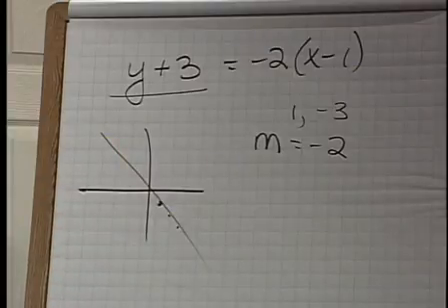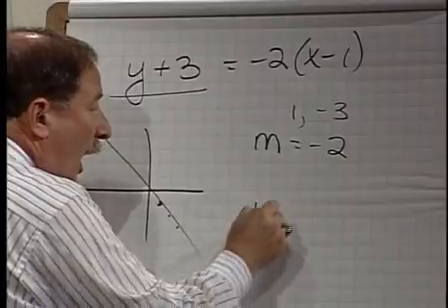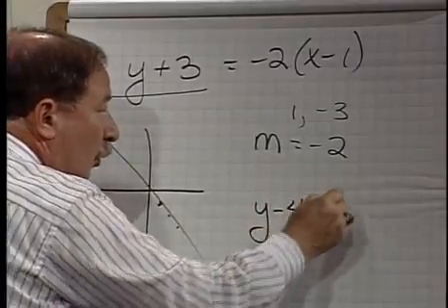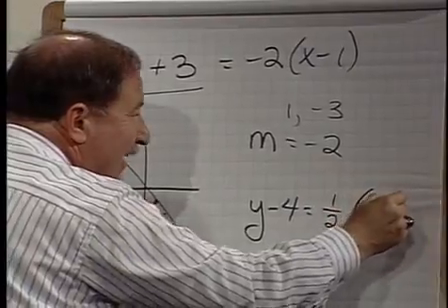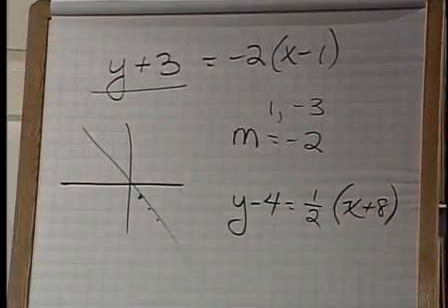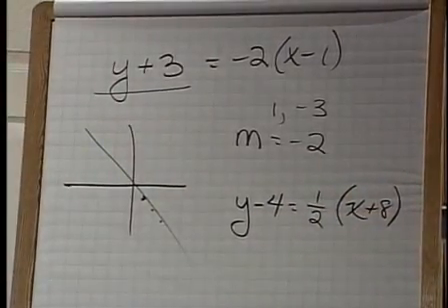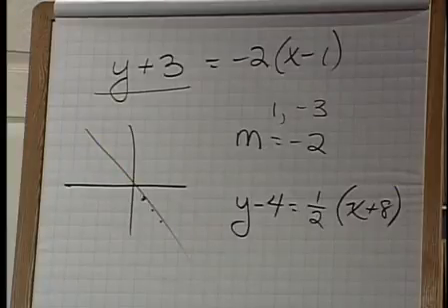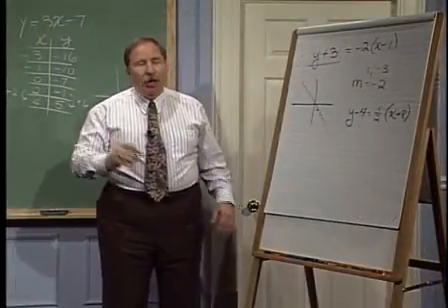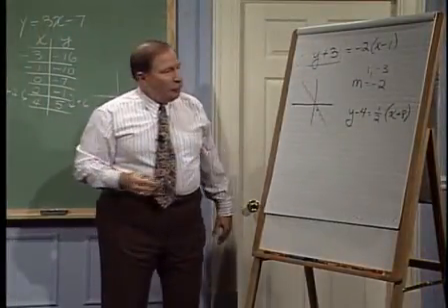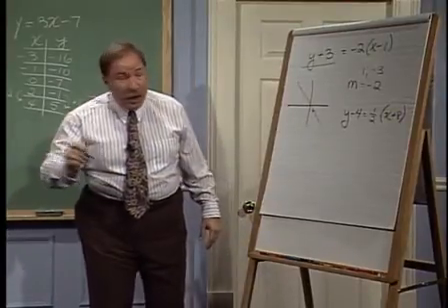Another example. What if we had y minus 4 equals 1/2 times x plus 8? We want a point and a slope. A point to start with and a slope to go over and up or over and down. What is the point? The point of this, of course, is to find the point. Can you find the point?